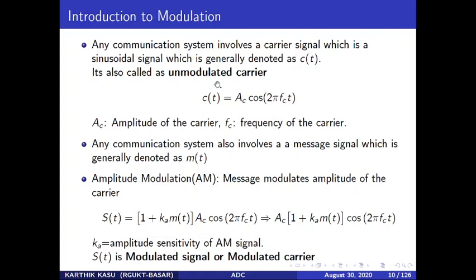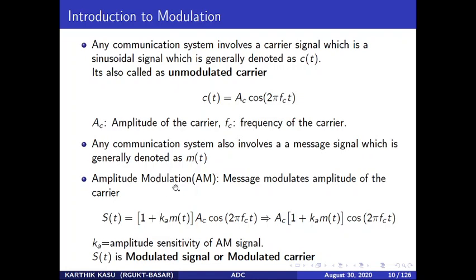Okay, now we have seen c of t and we have seen m of t. What is c of t? It is a carrier, or the unmodulated carrier. Otherwise, simply I will call it carrier, but by default carrier means you must assume it is unmodulated, or it is before modulation. m of t is the information that we are transmitting or that we want to transmit.